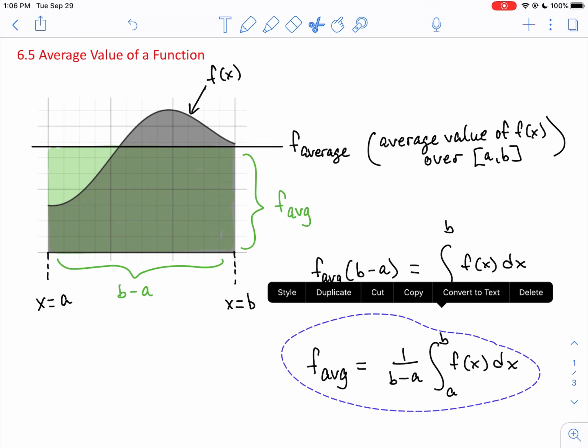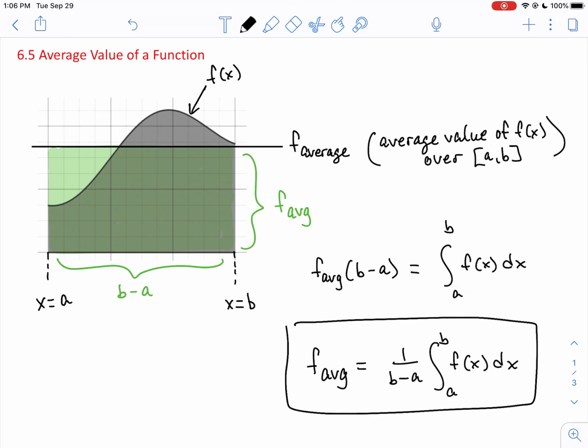And this formula applies even if the function is not always above the x-axis on the interval from a to b. Sometimes a function might dip below the x-axis. If you have some positive y-coordinates and some negative y-coordinates, then you can see the average of those would be somewhere a small positive, small negative, or near zero. It depends on how much positive, how much negative there are. This formula here will give you the average value of any function that's integrable over an interval from a to b.